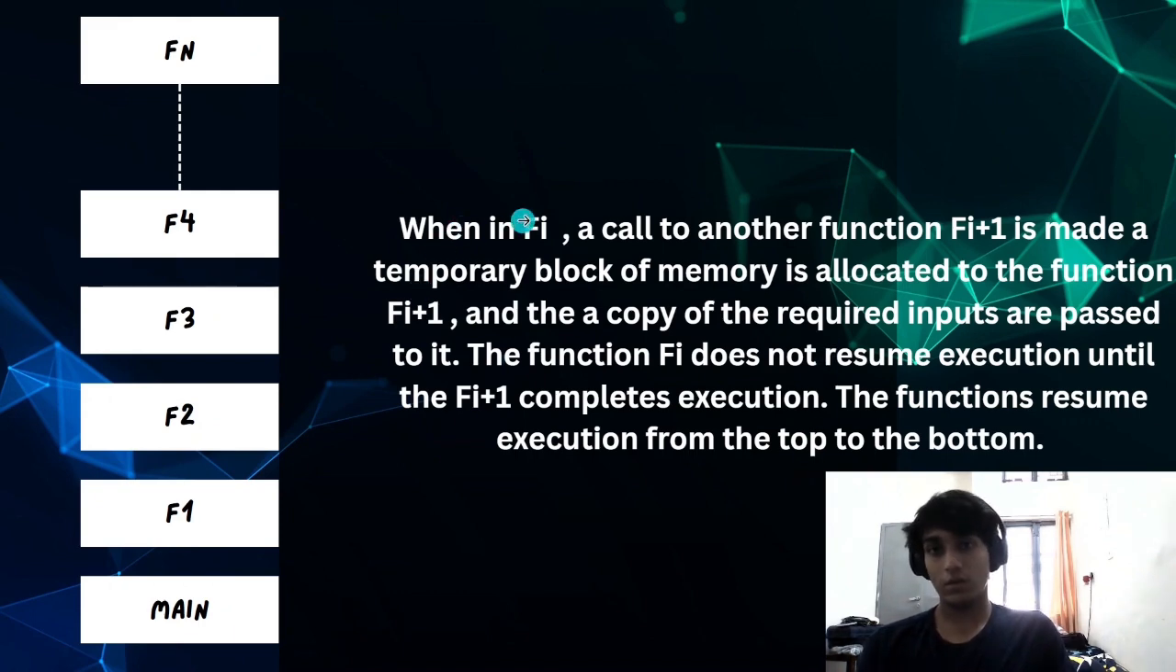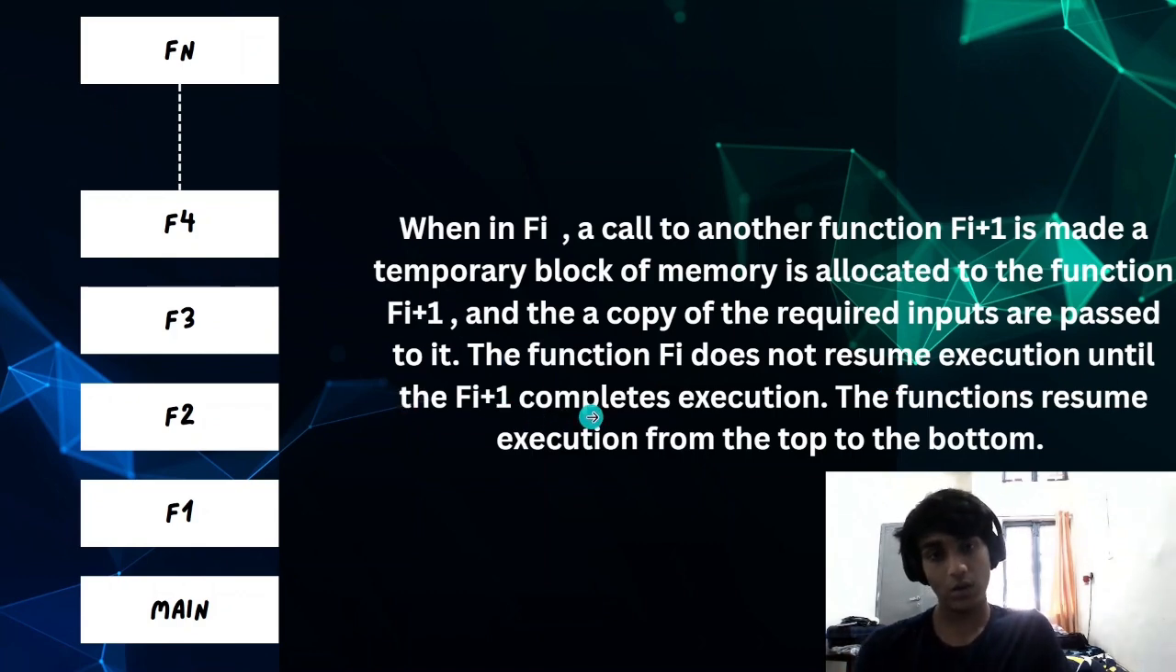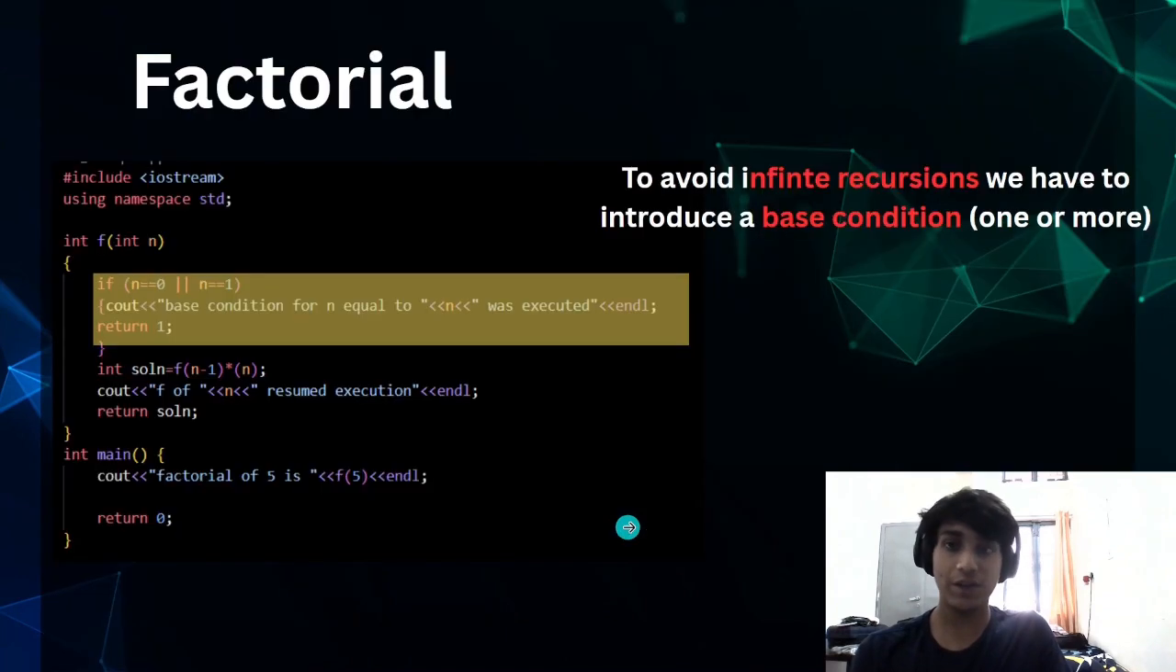So in a general case, when a call from fi to another function fi plus 1 is made, a temporary block of memory is allocated to the function fi plus 1, and then a copy of the required inputs is passed to it. This is the default case. The function fi does not resume execution until the function fi plus 1 completes execution. The functions resume execution from top to bottom. So to explain all of this, let's take an example.